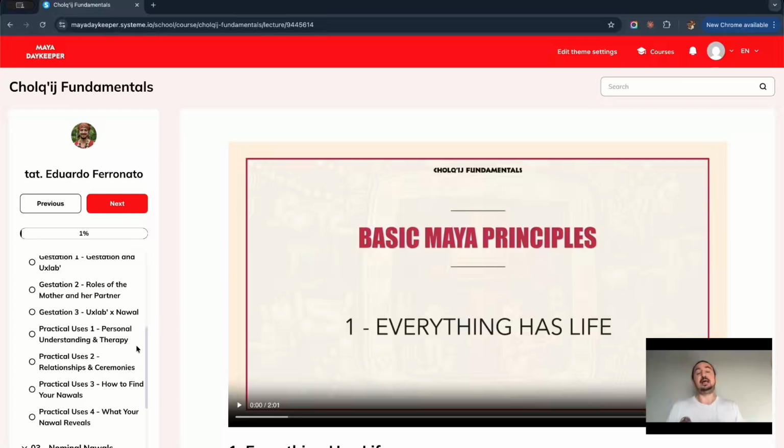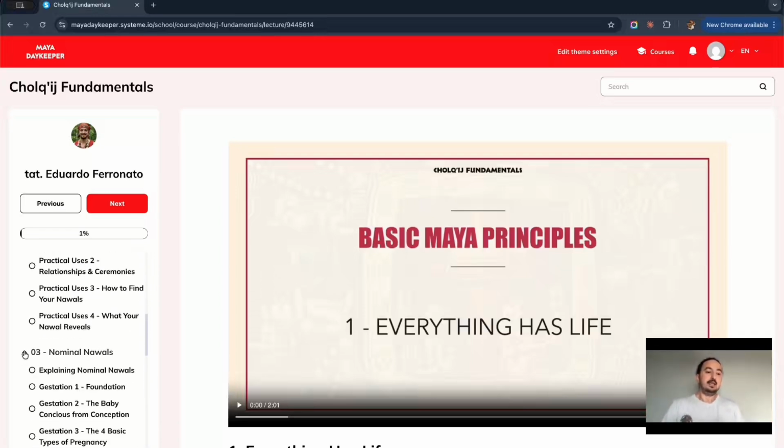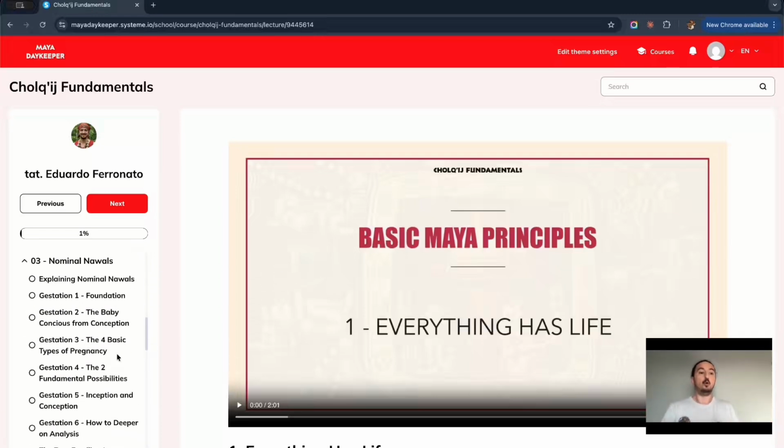And this will be able to differentiate even people born on the same day and time and almost the same place or room, for example. And I'll talk about practical uses, like for personal understanding, for therapy, how it can be used for relationships, ceremonies, and so on. Then in the third module, I start opening more.